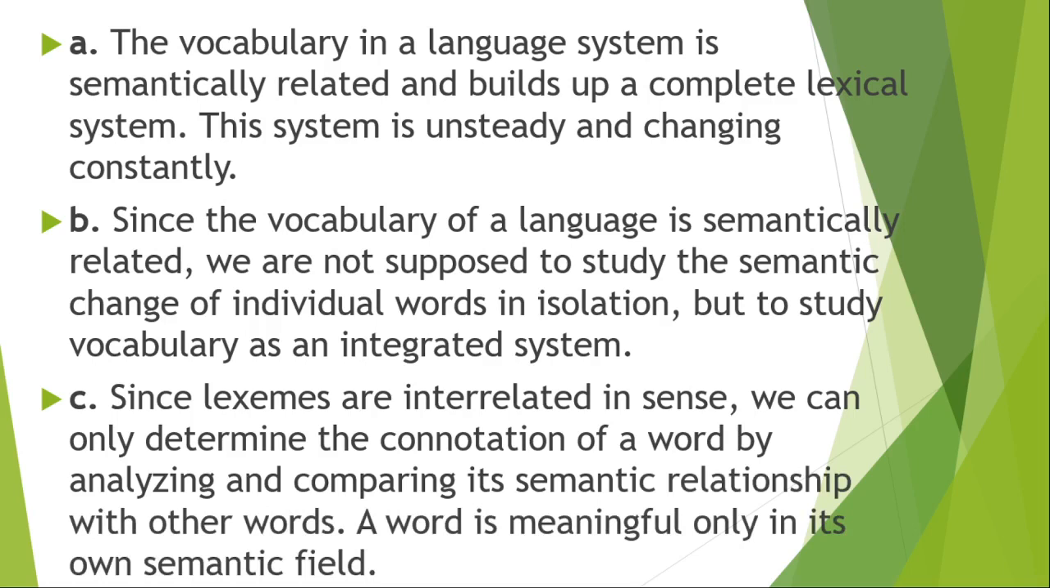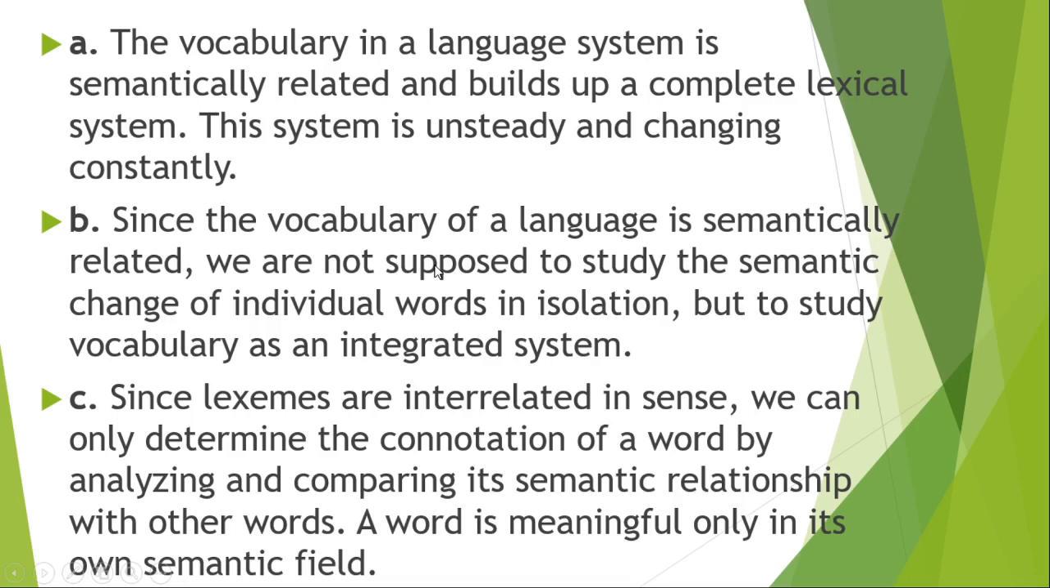Now, look at these three features of Trier's theory. He says that the vocabulary of a language is semantically related, and there is a lexical system in a language, and this lexical system is changing constantly because of a change in meaning.